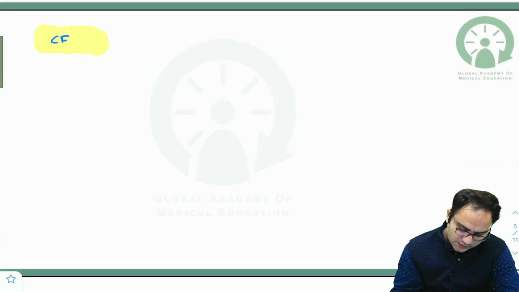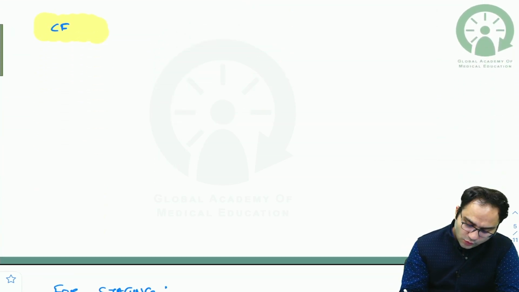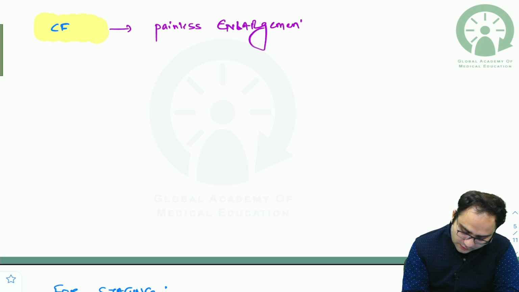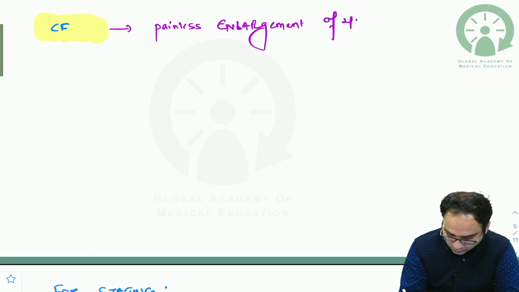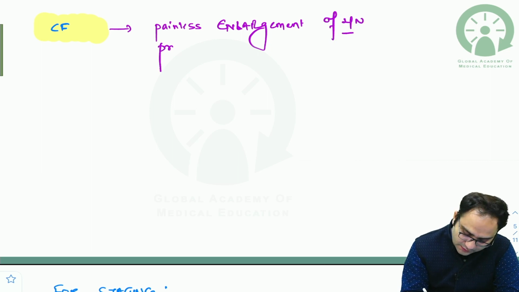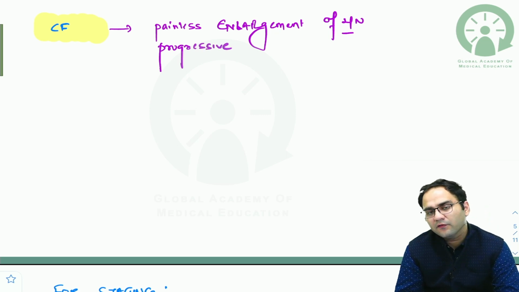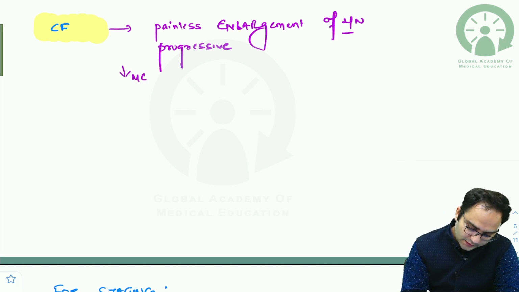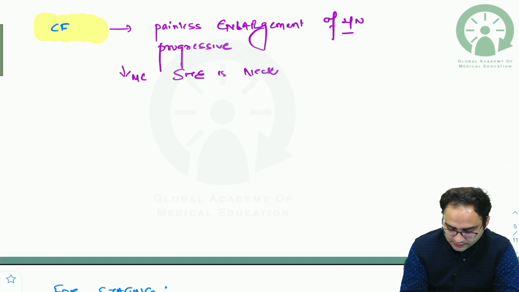Now, how does the Hodgkin lymphoma present? You have to remember that these patients present with a painless enlargement of lymph nodes. So you have a painless progressive enlargement of lymph nodes. And where are the lymph nodes more commonly enlarged? The most common site is neck.